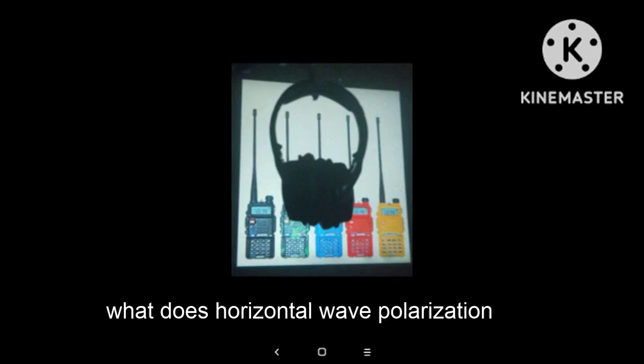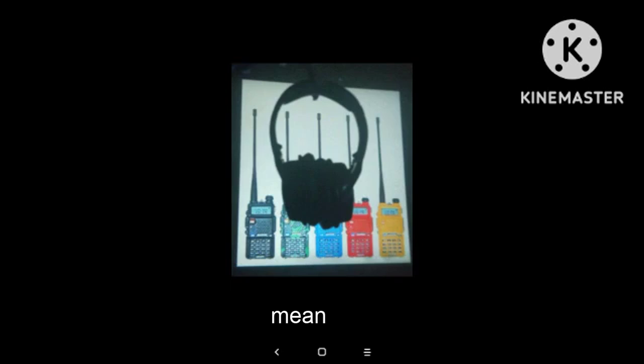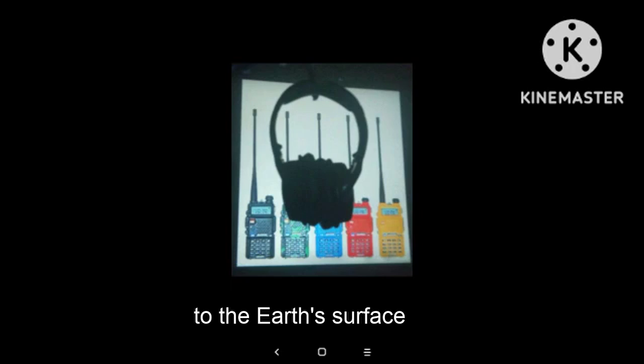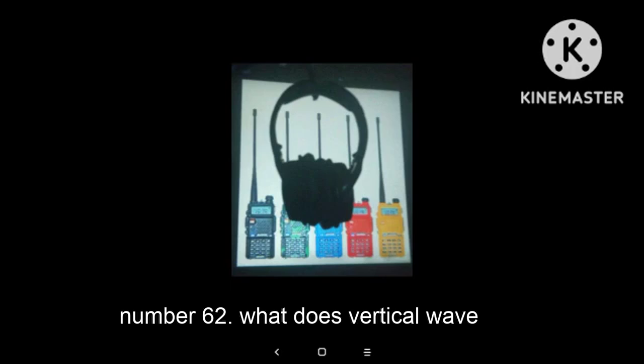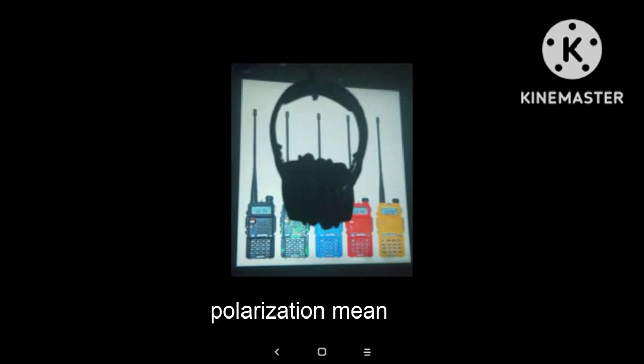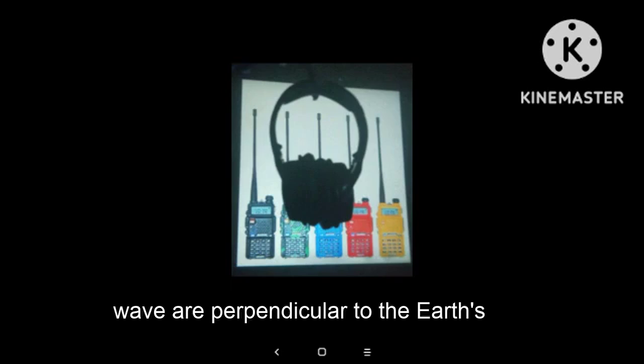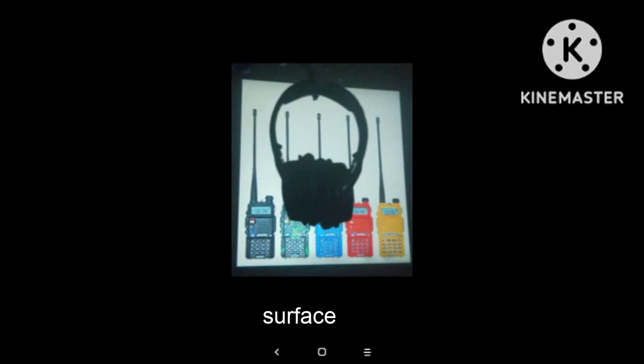Number 61. What does horizontal wave polarization mean? The electric lines of force are parallel to the Earth's surface. Number 62. What does vertical wave polarization mean? The magnetic lines of force of a radio wave are perpendicular to the Earth's surface.